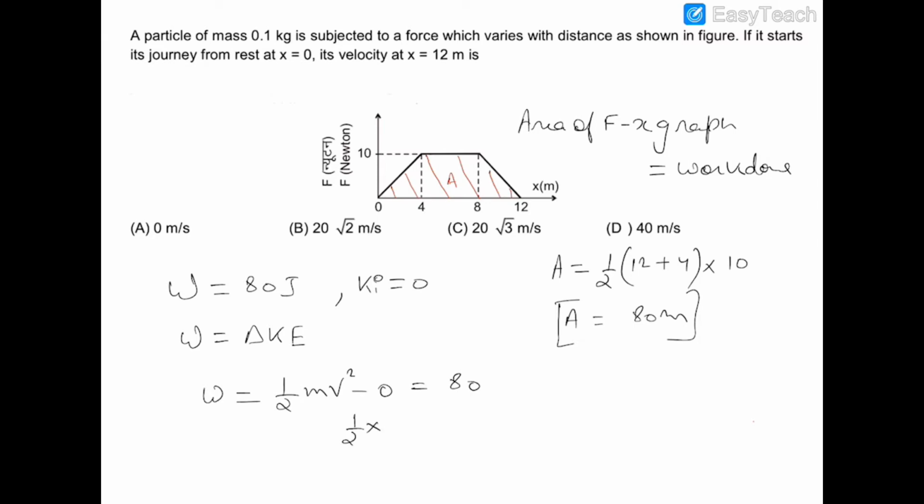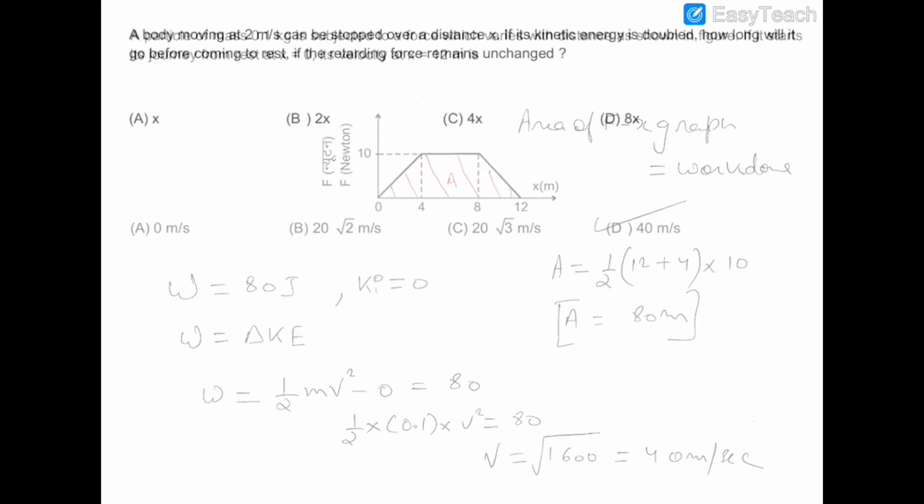The mass of the body is 0.1, and its velocity v squared will be equal to 1600. So v will be equal to the square root of 1600, and this would be equal to 40 meters per second. So the correct option will be option number D. Now we move on to the next problem.